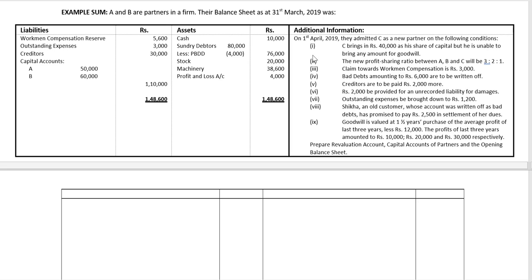Now, in the first point over here, it says C brings in rupees 40,000 as his share of capital, but he is unable to bring in any amount for goodwill. So this tells us that the sum is based on the situation where the incoming partner is unable to bring in his share of premium for goodwill in cash. So we'll have to pass the entry by debiting C's current account with his share of goodwill.